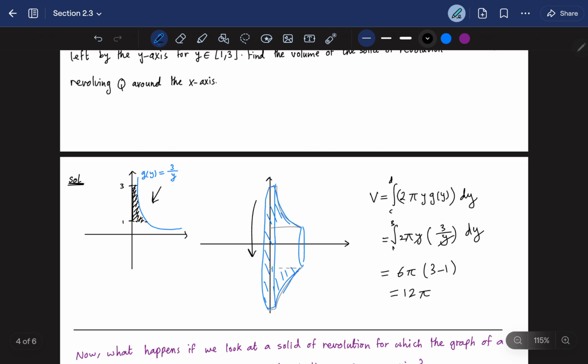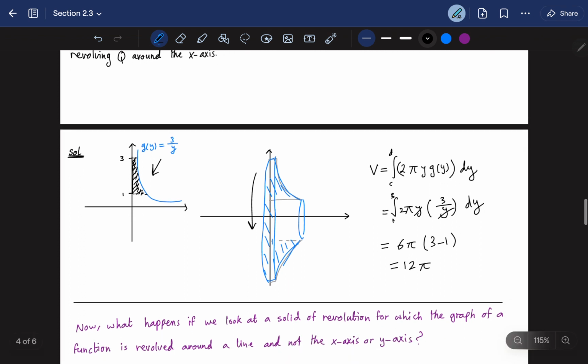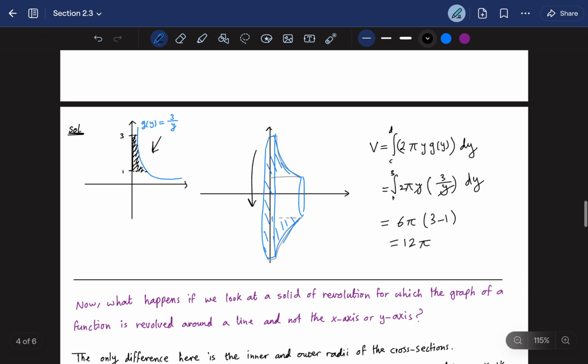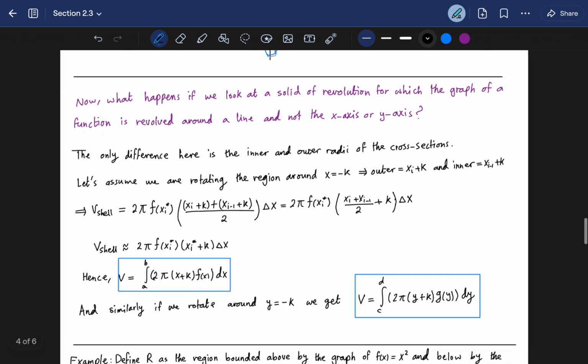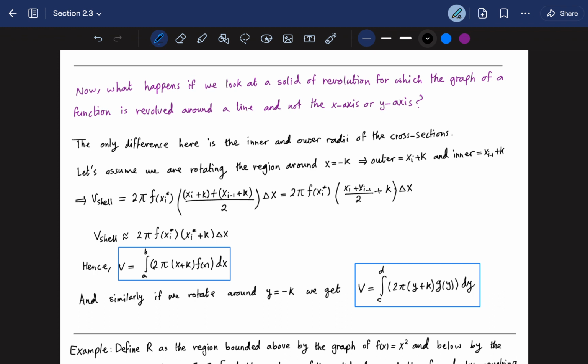So you're gonna get 12 pi. Okay, so far it's pretty easy, right? Because I'm just revolving around my x and y axis. Now what happens if we have a revolution around a certain line? So for example, x equals 2, y equals 3, and so on.